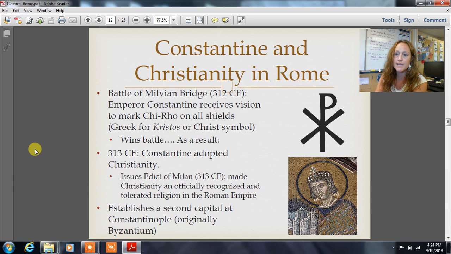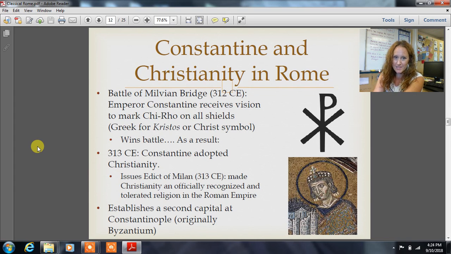So to get to what's happening in this slide, Constantine is at war, and coming up on the Battle of the Milvian Bridge, he receives a vision. And he is told in his vision to mark the Chi-Rho on all shields. And the Chi-Rho is this Greek symbol here, and it's Greek for Christ. And so he has all of his soldiers put the symbol on their shields, even though at this point he's not Christian. He's still polytheistic, and he wins the battle.